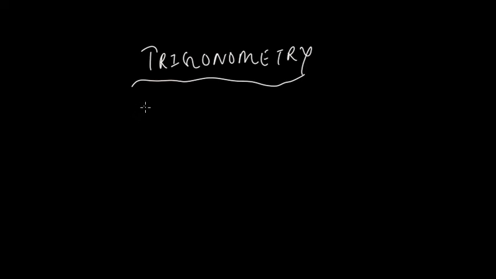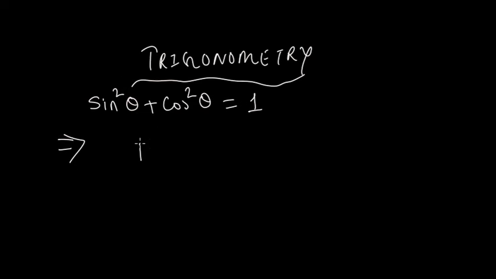Okay. So first of all, we know that the first formula for trigonometry is sine square theta plus cos square theta equal to 1, right? So we have to prove this. How can we prove it? Using Pythagoras theorem, right? So what is Pythagoras theorem? I think everyone knows it.